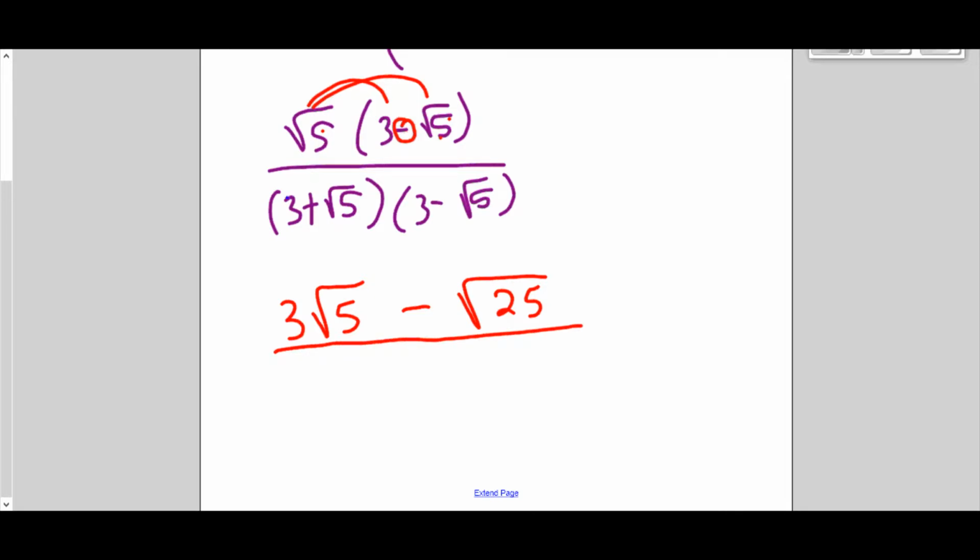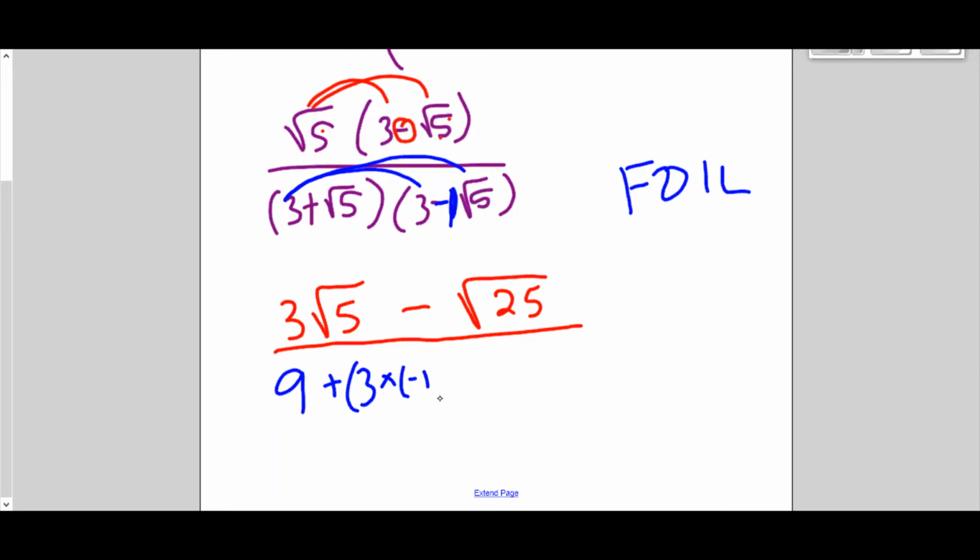in the denominator, do FOIL. So in the denominator, I'm going to FOIL. So first outer, so I'm going to do 3 times 3 is 9. 3 times negative, remember this is like a negative 1 here. So there's a negative sign in front. So 3 times negative 1, so I'm going to write plus 3 times negative 1, just so that you can see I'm multiplying the numbers in front, and then my radical is the square root of 5.